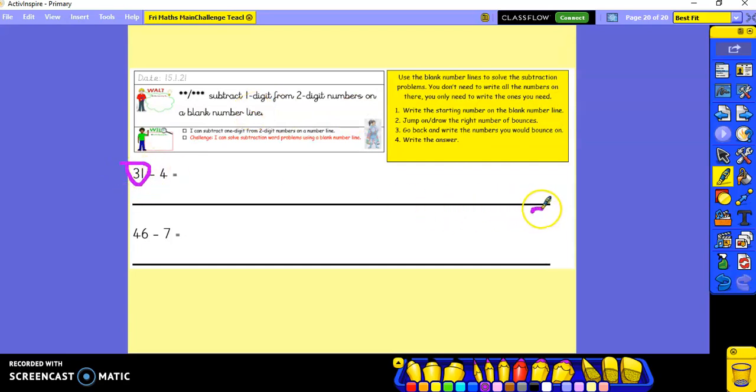So I would write that on my number line at this end, because remember, we're subtracting and we are going backwards. So jump on or draw the right number of bounces and go back and write the numbers that you would bounce on, and finally write the answer. So remember 31, then I want to see your 4 bounces, 1, 2, 3, 4. Try to keep them as even as you can. I'm sure yours will be much neater than mine is when I'm working on the computer and the whiteboard. And then go back and fill in those numbers that you would land on. Remember, counting backwards, 1 less each time.